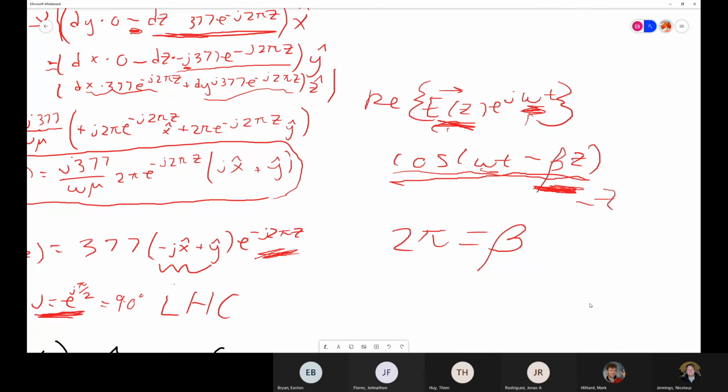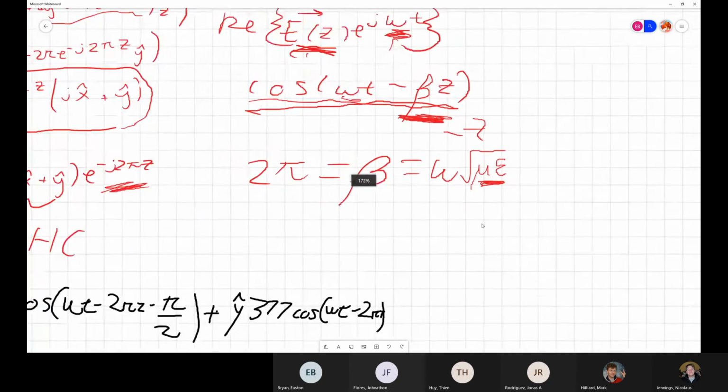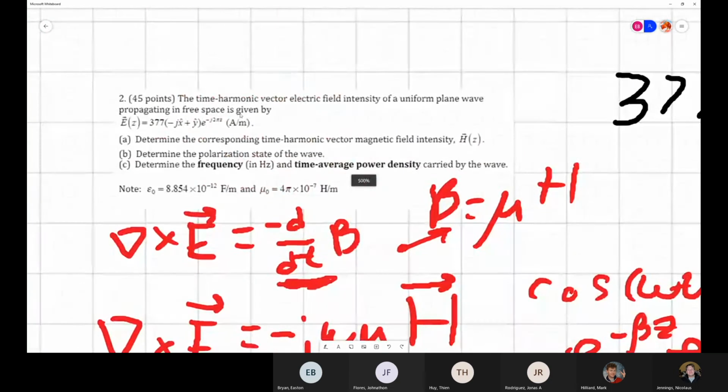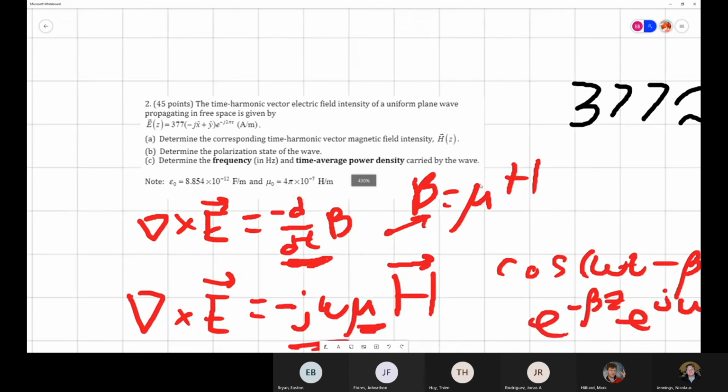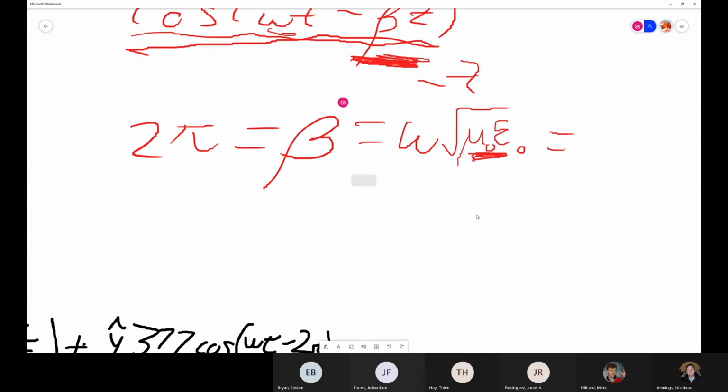But yeah, so beta equals 2 pi, and then you have some relationships for beta. One of them being equals omega root magnetic permeability times electric permeability, and you have these two values. I believe they're given in the problem statement. They are, because it's just free space, so it's mu naught and epsilon naught. And then we know omega equals 2 pi f.